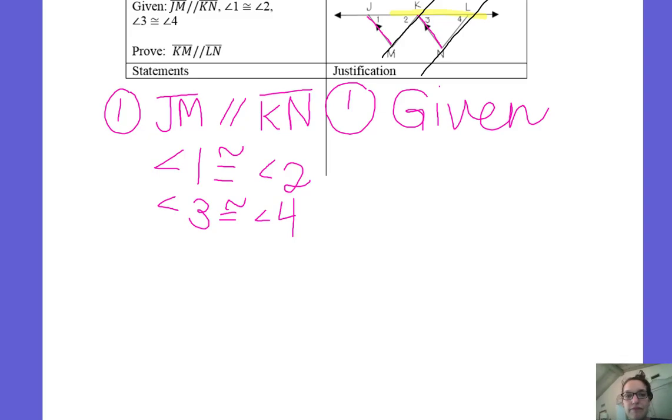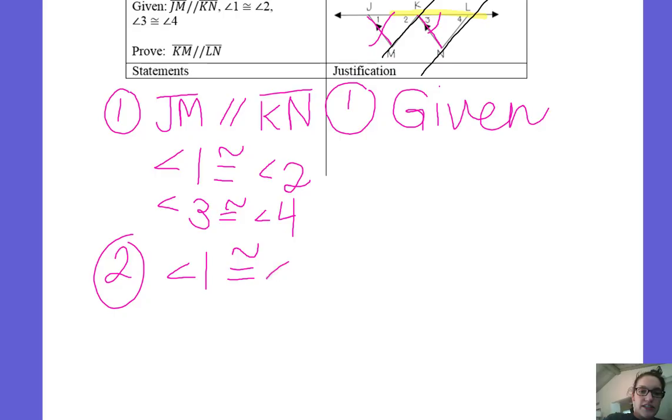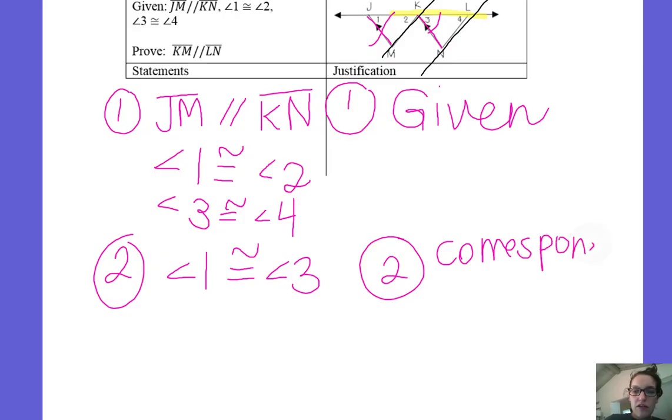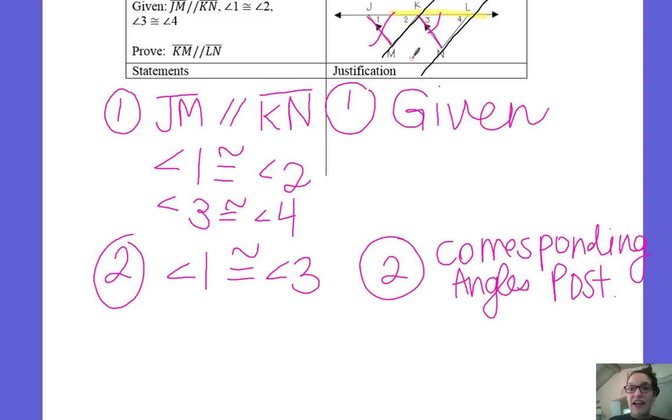So I know that JM and KN are parallel, so I can say 1 and 3 are corresponding, so I can say that angle 1 is congruent to angle 3 by the corresponding angles postulate. Because I knew the lines were parallel, I was allowed to use the corresponding angles postulate.